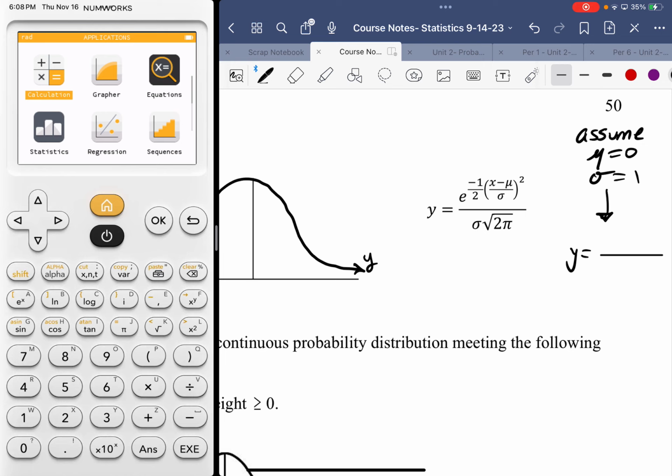So this expression within the parentheses, x minus mu over sigma, is just going to simplify down to an x, right? Because x minus 0 is x, divided by 1, still x. This sigma would become a 1 times root 2 pi, which would just be the square root of 2 pi. So you get a much, much cleaner equation: y equals e to the negative 1/2 x squared over radical 2 pi. This is the formula for what we call the standard normal curve, which we often abbreviate SNC.